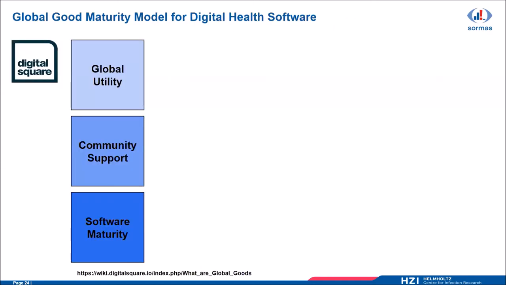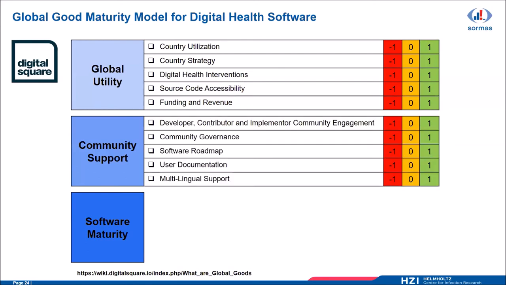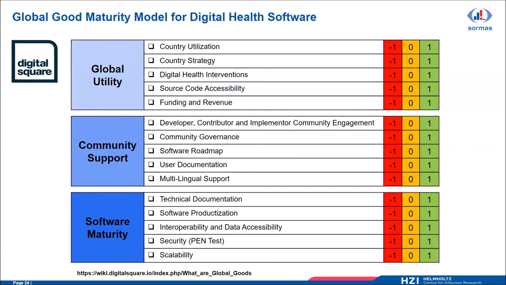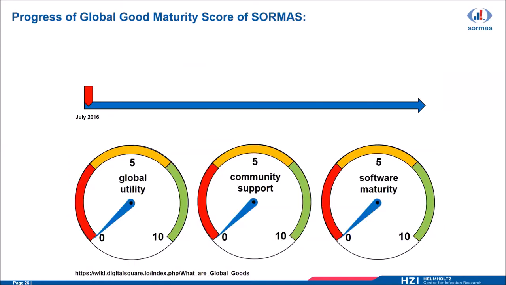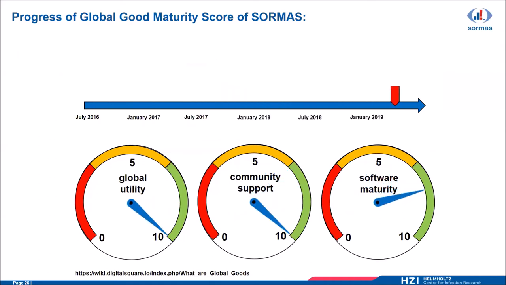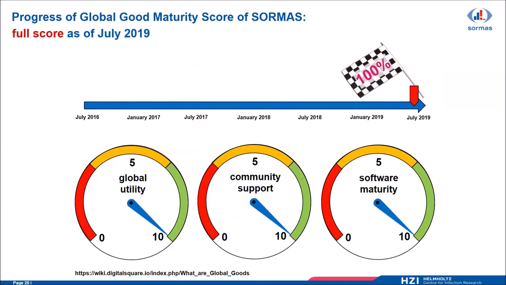In 2019, many of you here know about the Digital Square model called the Global Goods Maturity Model for Digital Health Software. And we were able to look at these different criteria that were provided to guide the development of SORMAS further. I will only focus on three aspects here, which were really important for us because we scored low in these aspects as at 2017. Multilingual support was important, and we needed to do a penetration test of the system. Fortunately, they weren't able to hack into it and gave us some best practices on how to handle this. However, in 2016, when we started, we were quite low. And when we continued the development, by 2019, I'm happy to say that we were able to meet 100% of the global goods maturity score.